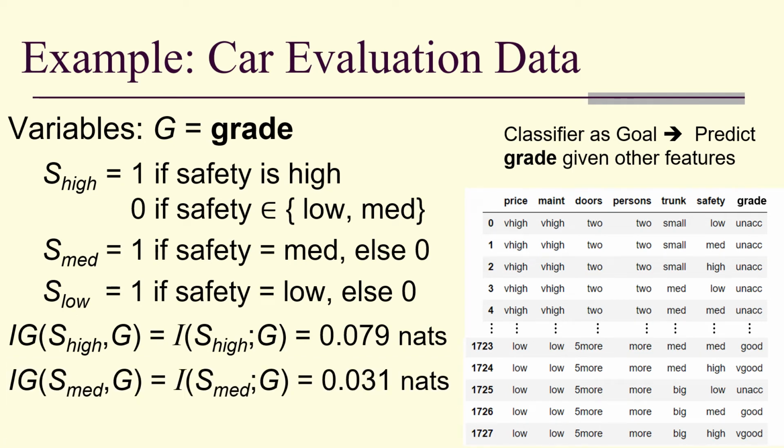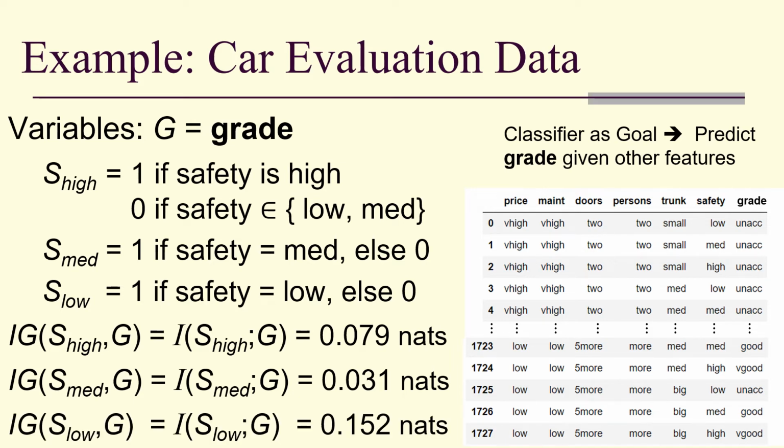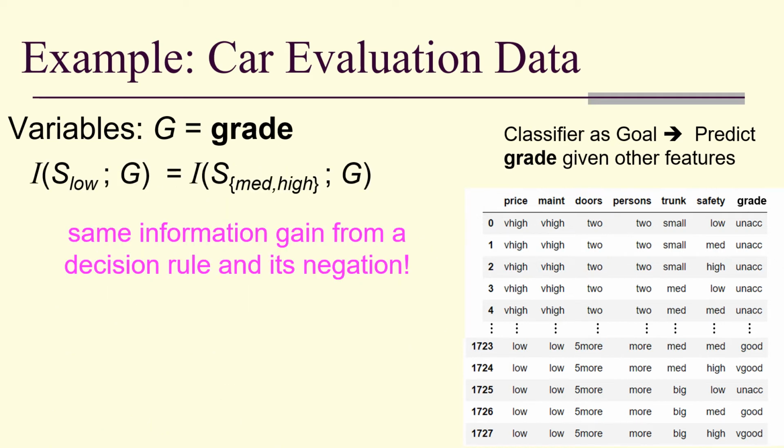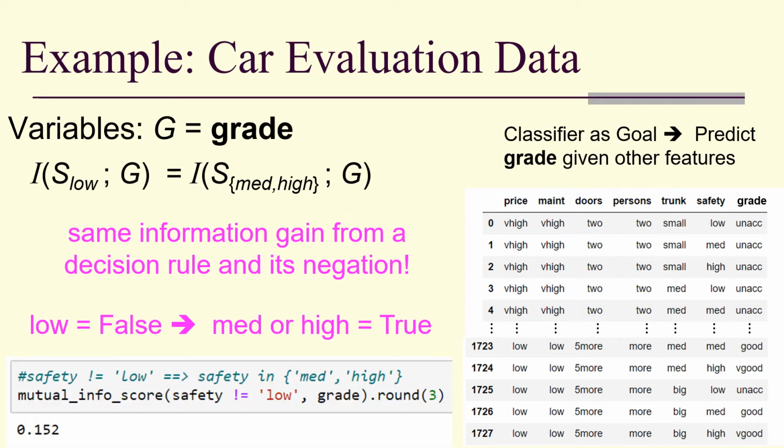So same thing with medium and low. And notice that you get the same information gain from a decision rule and its negation. So if low equals false, then medium or high is equal to true. And we can see that here in terms of our Python.